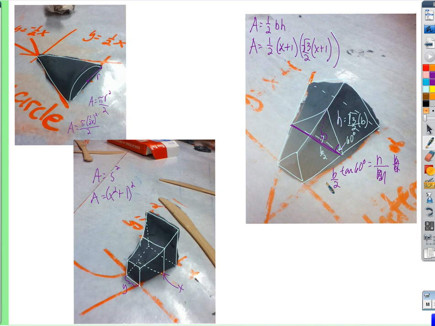Equilateral triangles. Okay, so I fixed this up here. The height of an equilateral triangle is equal to the square root of 3 over 2 times the base of the triangle. Okay, so now we're determining B, and there is an expression that will give you the area of the cross section.